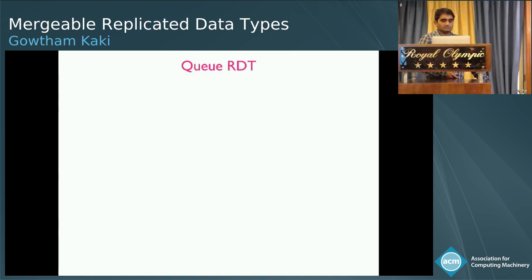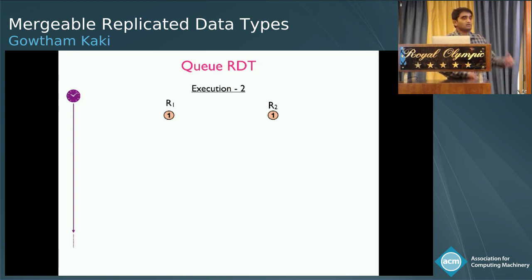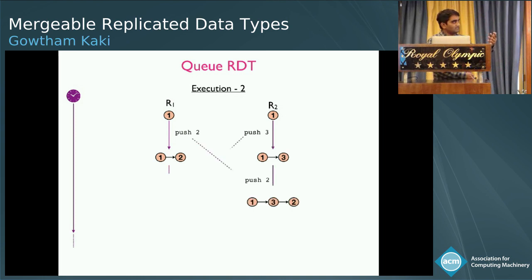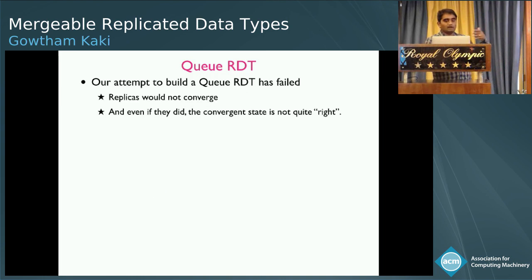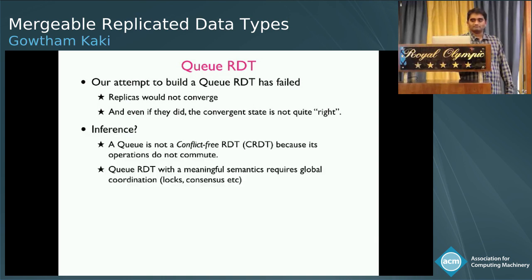Okay, so we have seen two executions, and clearly these are not ideal executions. So what we can infer is that our attempt to build a QRDT has failed because the replicas would not converge, and even when they did, like in the first execution, the convergence state is not quite right because we end up losing elements that are never consumed from the queue, right? So looking at this, we might infer that Q is not a conflict-free replicated data type because its operations cannot commute. You can't apply them in any order at all the replicas.